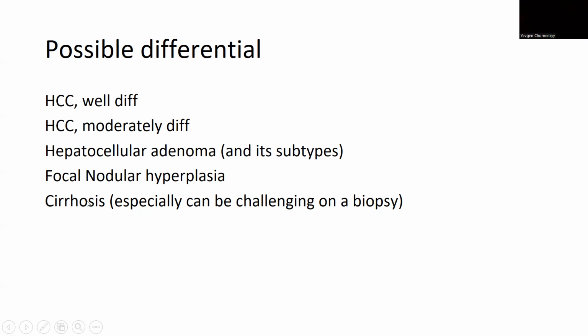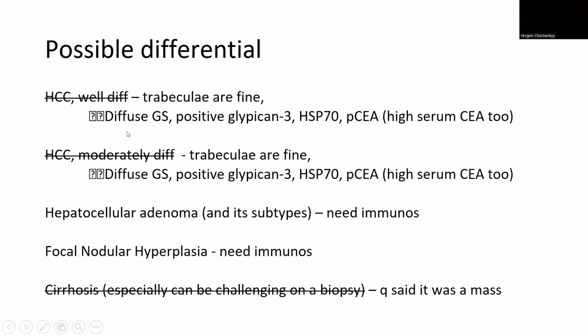And this one I just threw in to confuse you guys. Hypothetically, if we had immunostains, we could rule some of these things out. We'll talk more about these. HCC should stain diffusely for glutamine synthetase, positive for glypican-3, HSP70, and you should also have a high serum AFP, which is a liver marker. Not always, but it should be there. Adenomas and their subtypes, we would need immunos, and FNH also is helped by immunos. And then the question said it's a mass, so this one you can rule out pretty quickly.